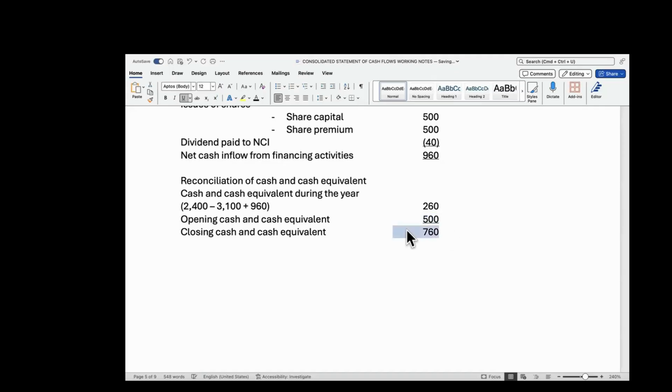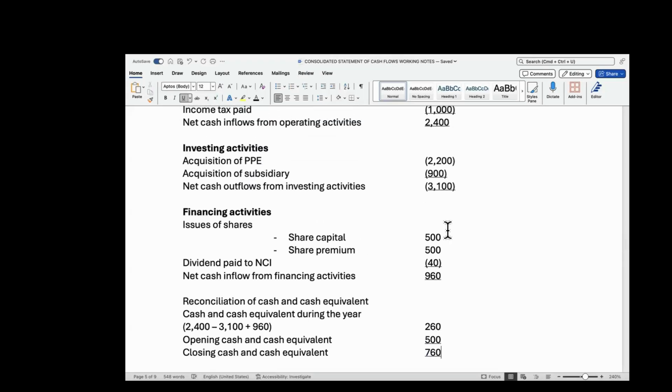So it's correct. This should be the same thing as the closing. If it's not the same, it means your cash flow is not correct. But in the exam, don't panic. Don't just stop; probably you omitted something. ICAN doesn't care about your final answer, they care about your process, so you will get a lot of marks.